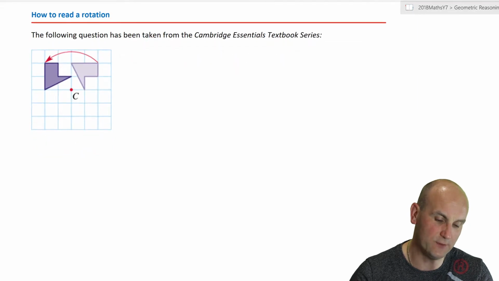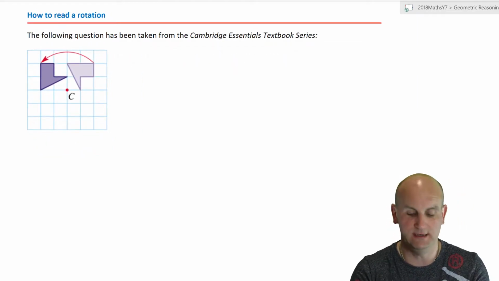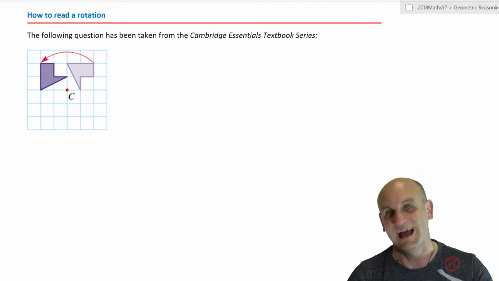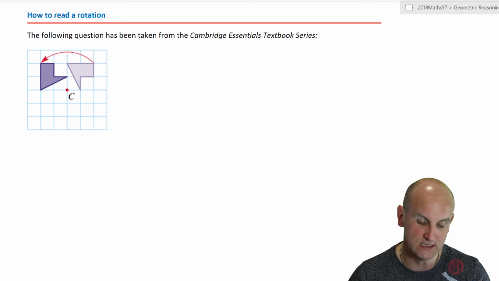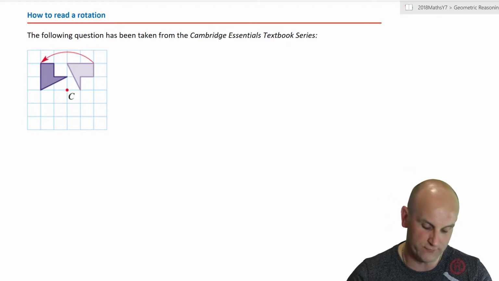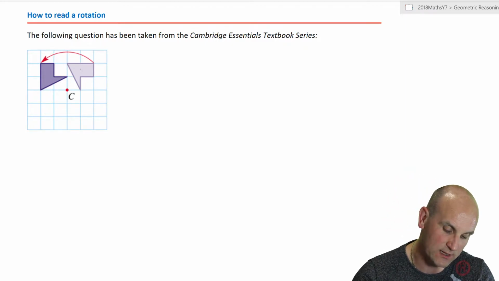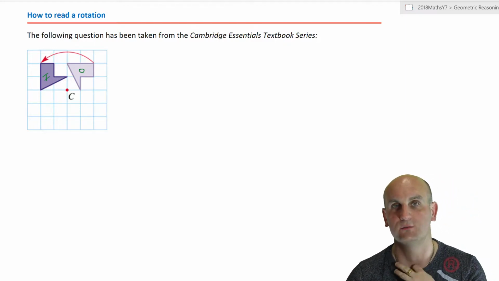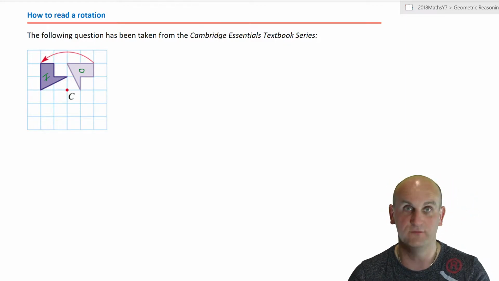Now, obviously, having had an opportunity to draw rotations, we then need to know how to read a rotation. So this question here is taken from the Cambridge Essentials textbook series, which is what I'm using to teach for. And it is a fabulous resource. But basically, it just wants to know, can you describe the rotation of this object? So let's say this is my object, and let's say this one's my image. How have I gone from my object to my image? Well, that arrow's given me a huge hint.